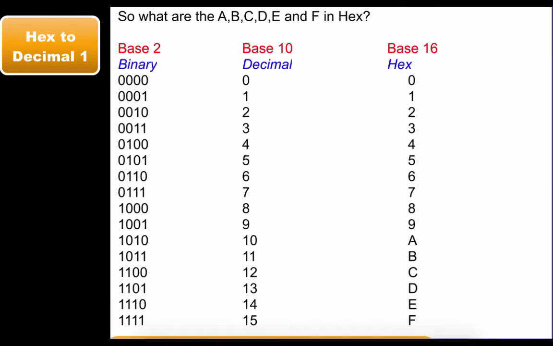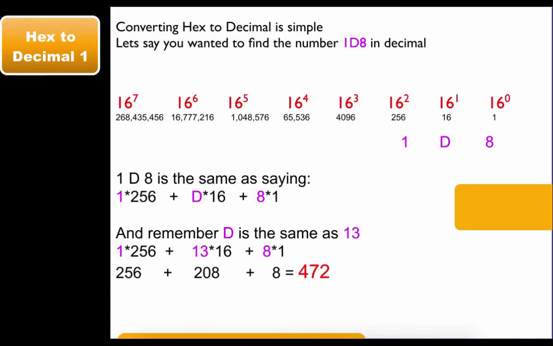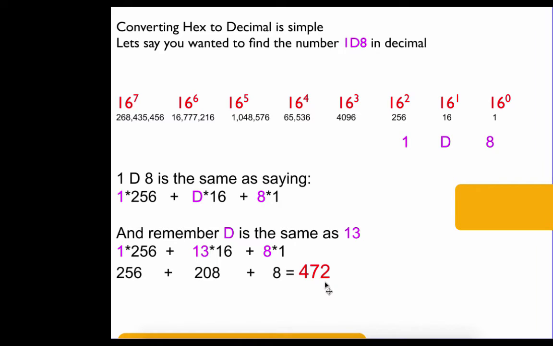Well, if we have a look again, D is the same as saying 13. So we have 1 times 256, 13 times 16, 8 times 1, which is 256 plus 208 plus 8 equals 472. 1D8 in hex is the same as saying 472 in base 10.